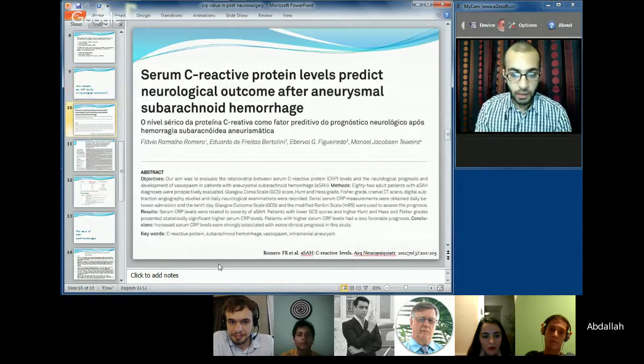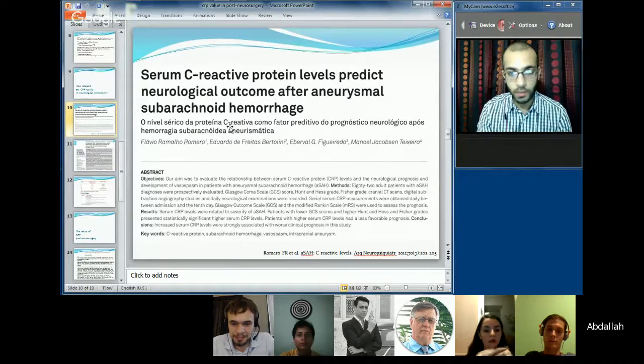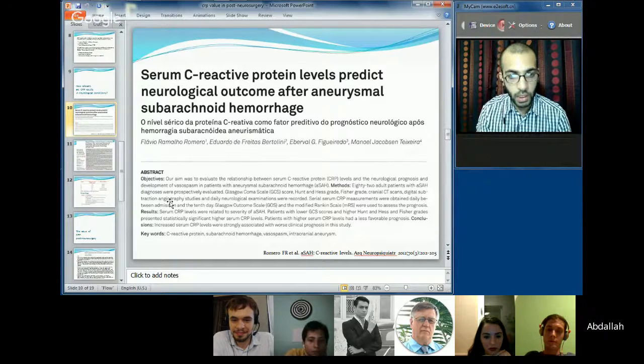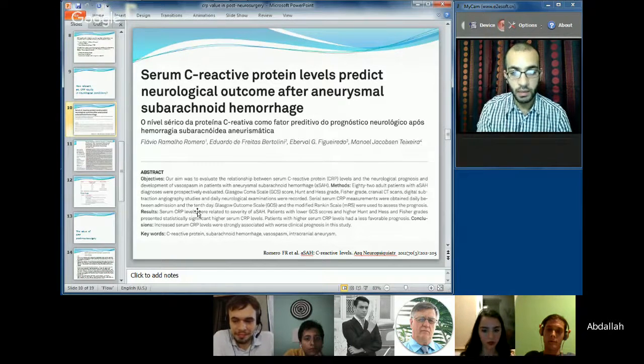And here we have some research. So here we have a paper done in 2012 which tests the serum C-reactive protein levels in predicting neurological outcomes after aneurysmal subarachnoid hemorrhage. And we can see here that 82 adult patients with aneurysmal subarachnoid hemorrhage were diagnosed. The diagnosis of those patients was evaluated. CT scans were done, and the serum CRP measurements were obtained daily between admission and the 10th day of the evaluation in the study.